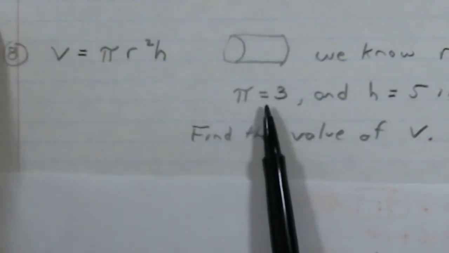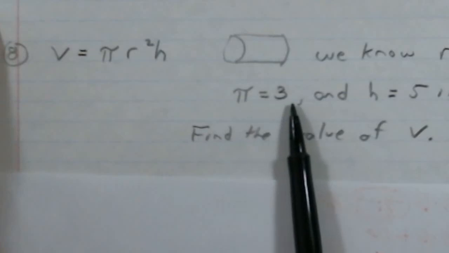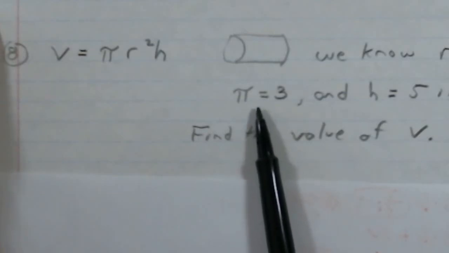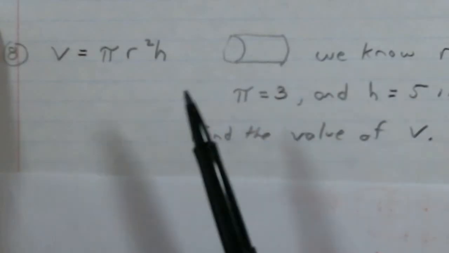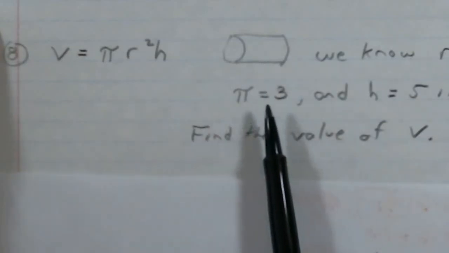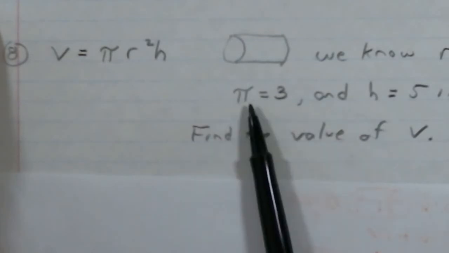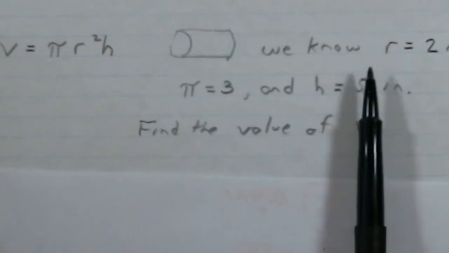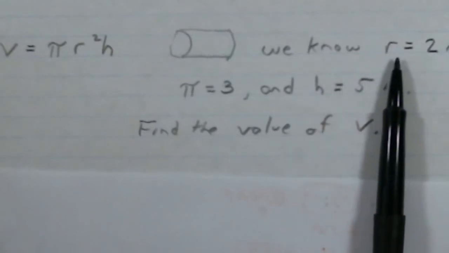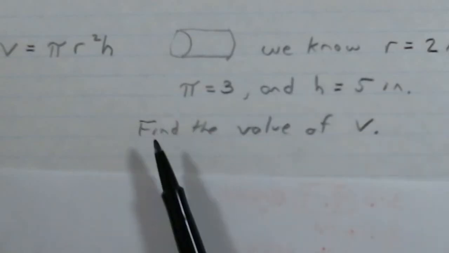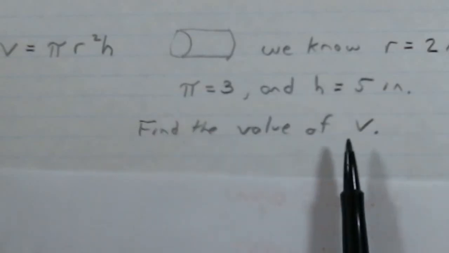But pi is, we're going to call it 3. Long time ago, back in the Greek era, it was just 3 for a while. And then it got a little bit more into it, but that's a later lecture. Okay, pi is just 3. So we're letting pi be 3, we're letting the radius of the can, the r, be 2, and we're letting the height be 5. I want you to find the value of V.